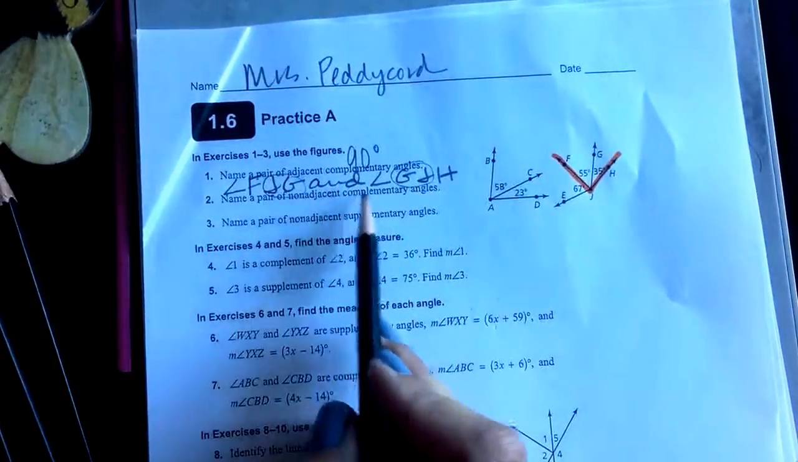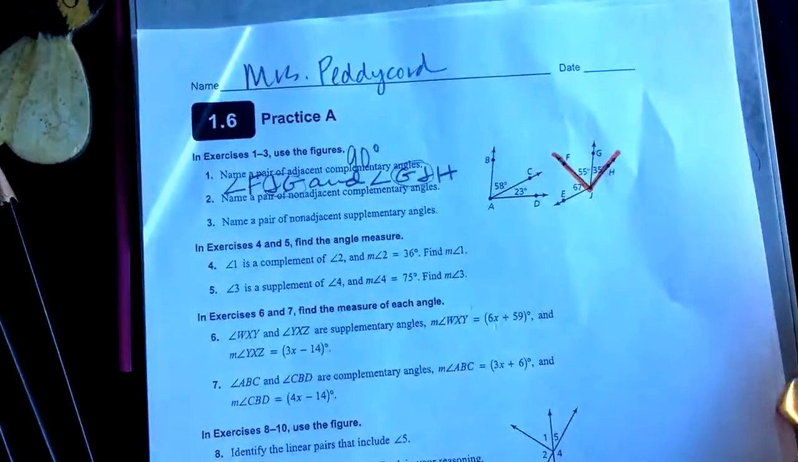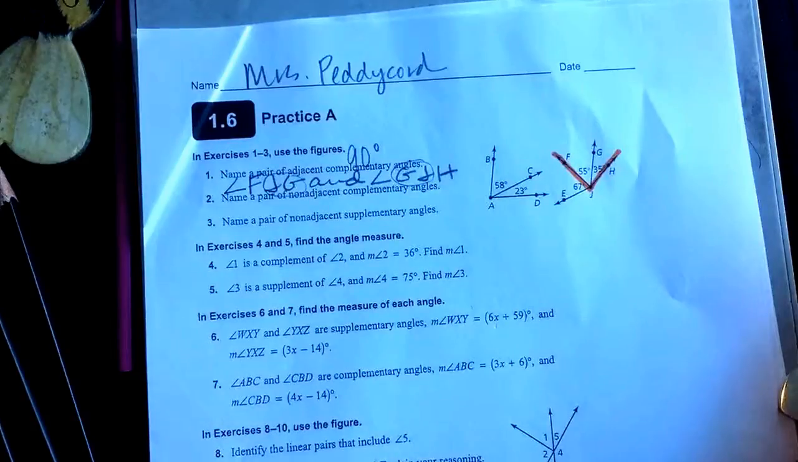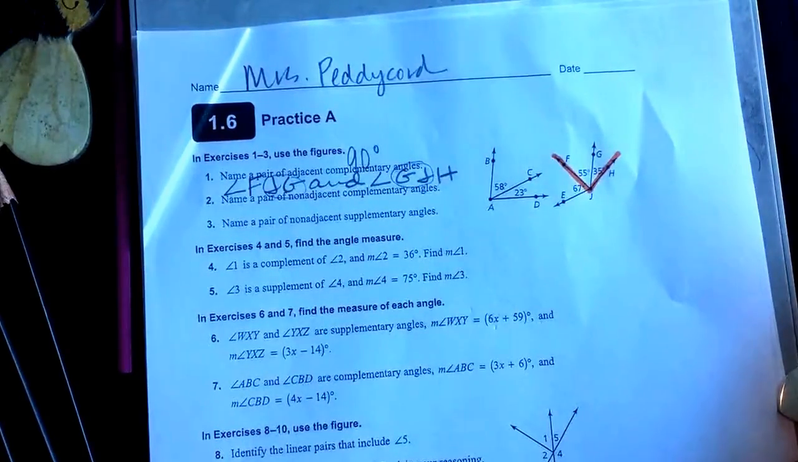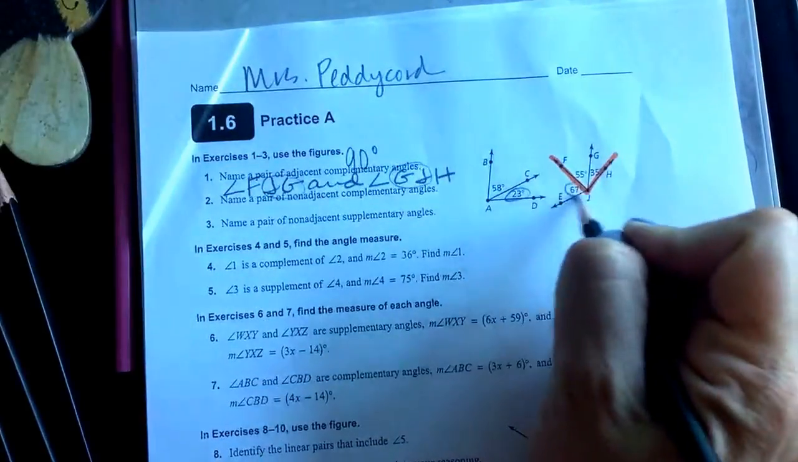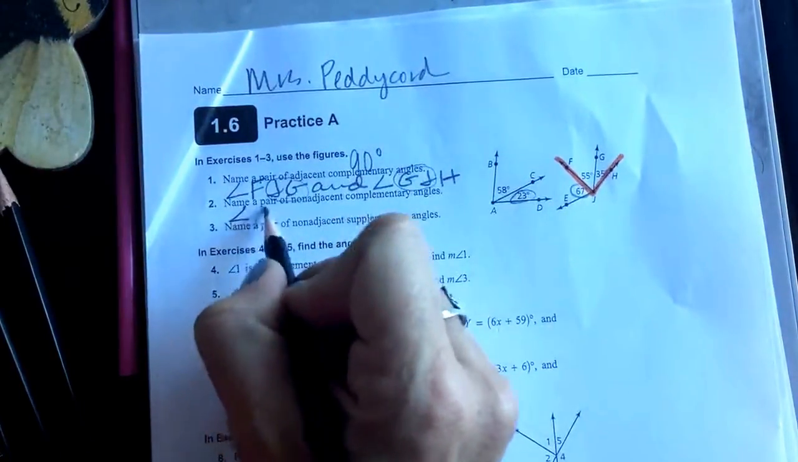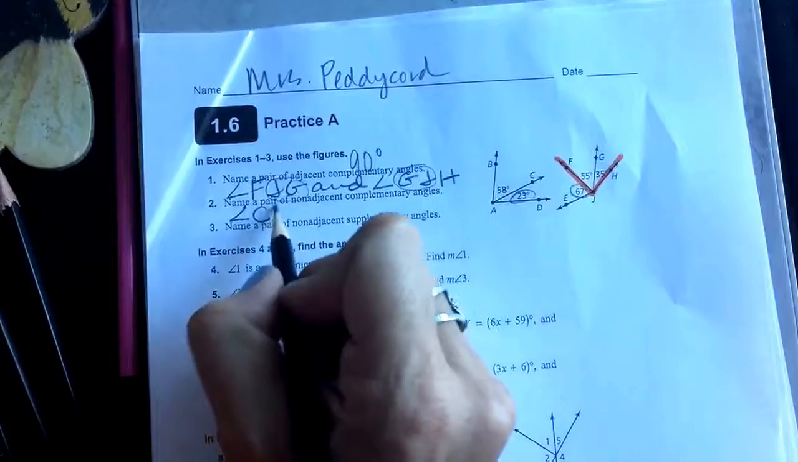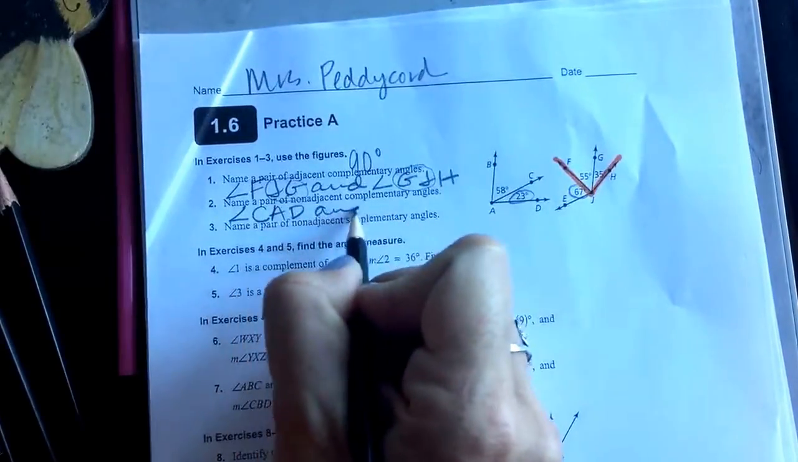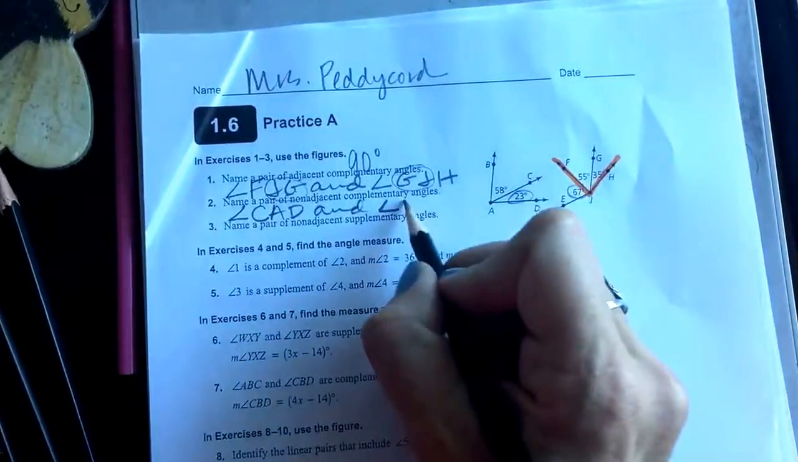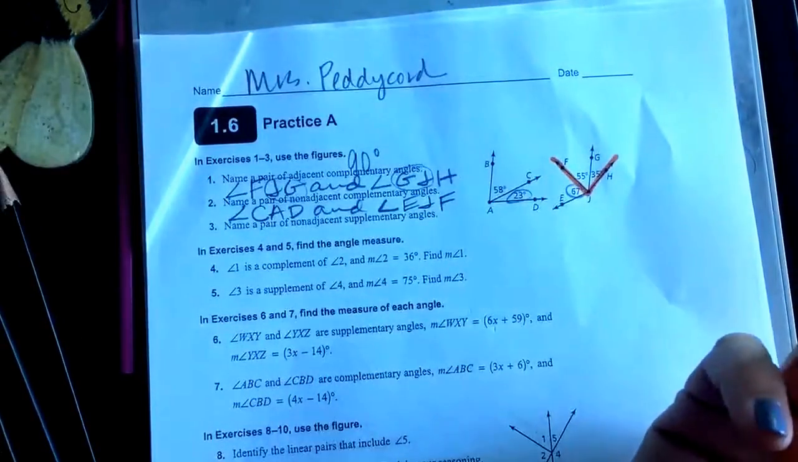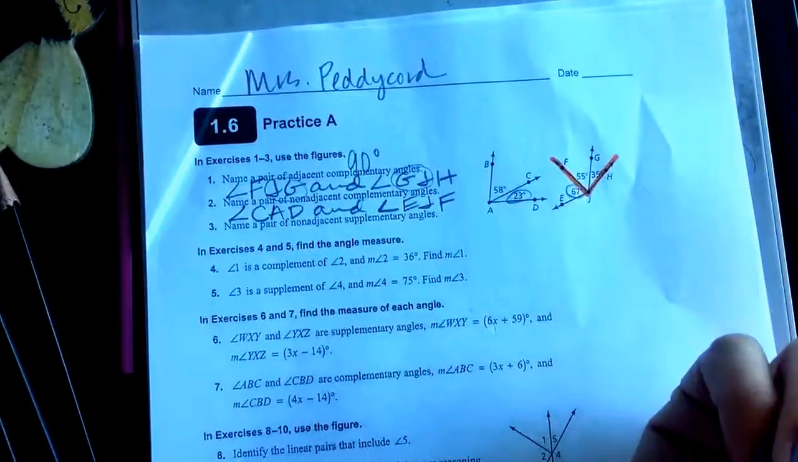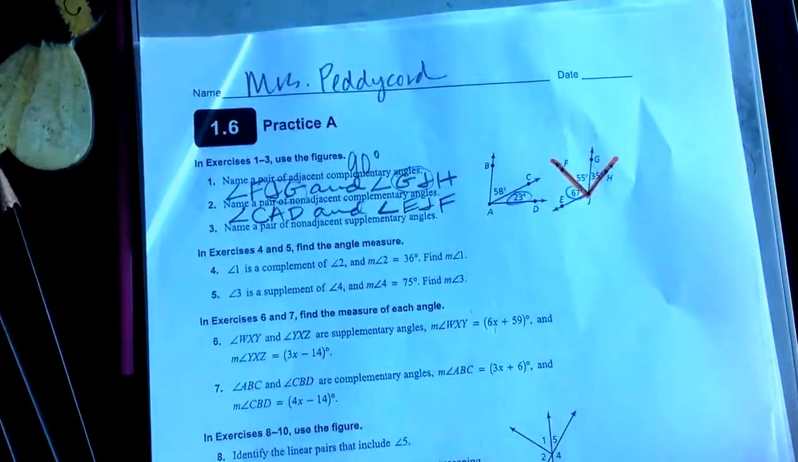Non-adjacent complements. Two angles that add to 180, CAD and... Yeah. This 23 degrees and the 67. CAD and EJF. Now, since they're non-adjacent, they don't have any letters in common. Non-adjacent, they're not going to have any points in common.